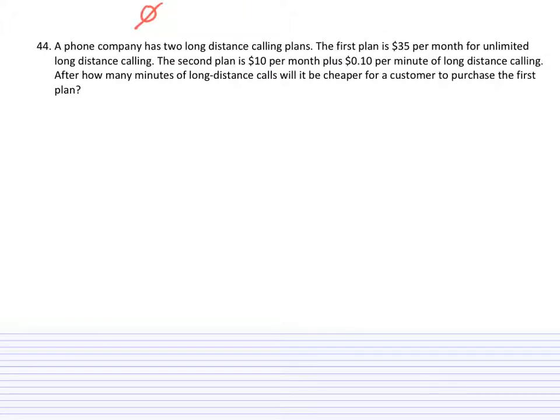Number 44, a phone company has 2 long-distance calling plans. The first plan is $35 a month for unlimited long-distance calling. So my equation would be y equals 35 per month. The second plan is $10 per month plus 10 cents per minute. So that would be $10 a month plus 10 cents per minute.